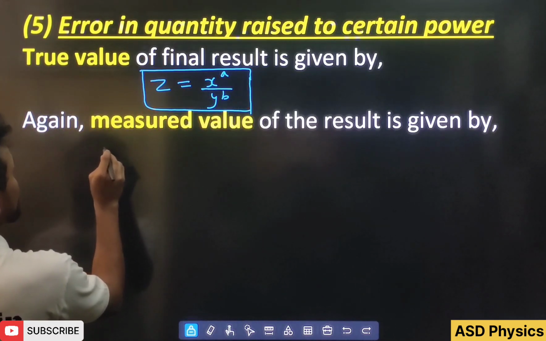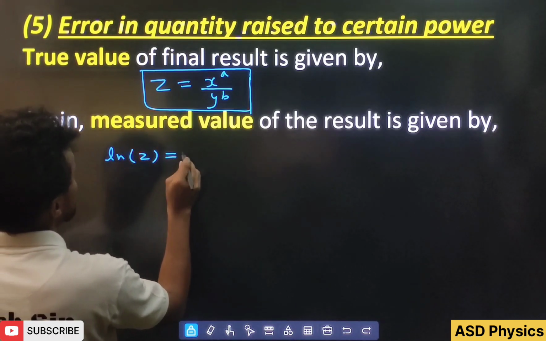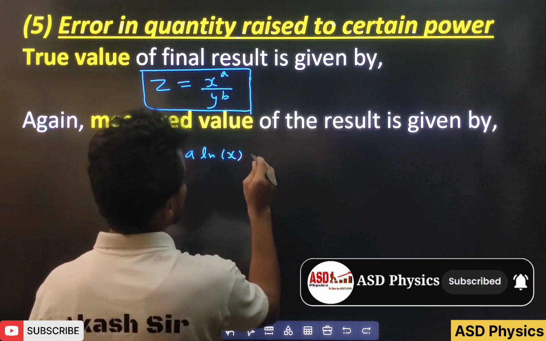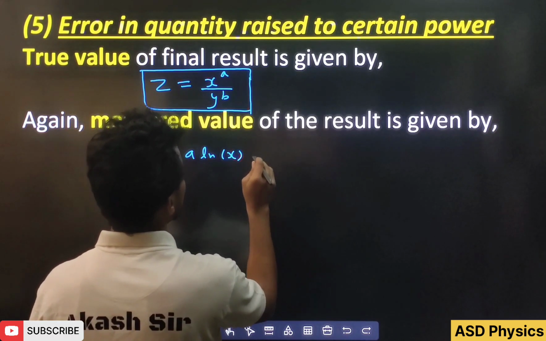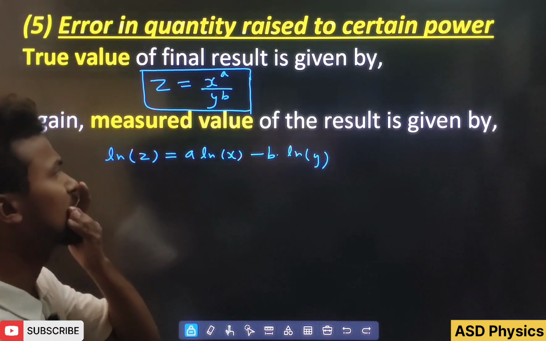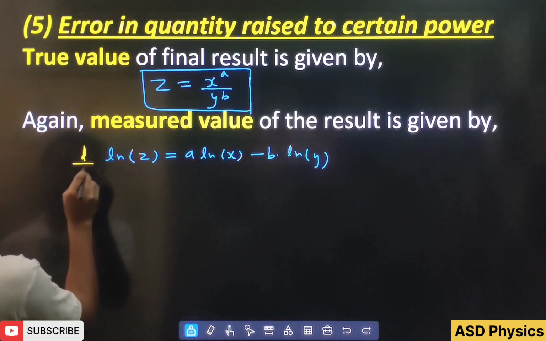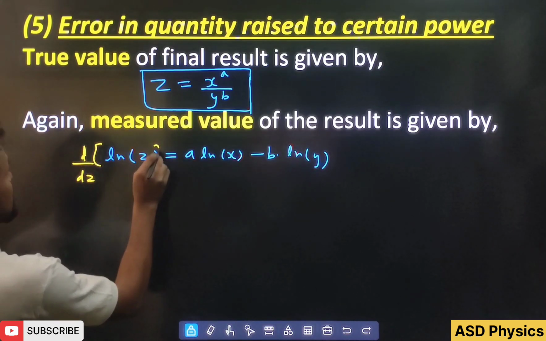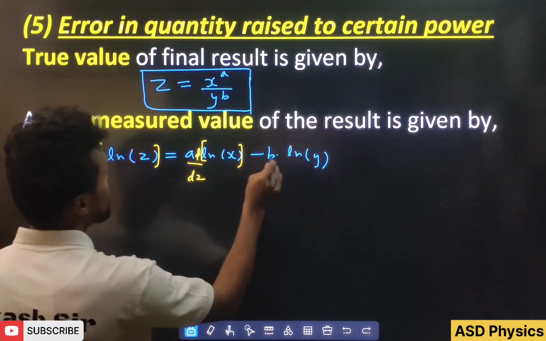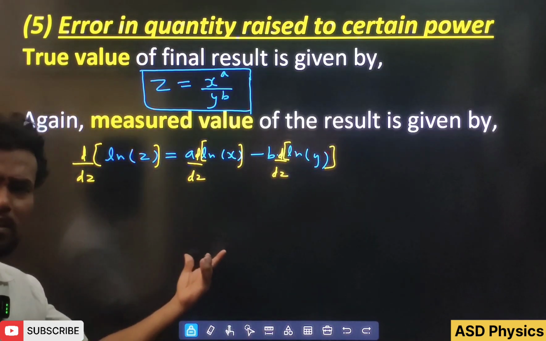So in this situation, if I write the error, again let me take the logarithm. So we can write ln z is equal to a ln x, and you can see it will become minus b ln y. On both sides we are just taking the logarithm, that's it. And now, students, again I will take d by dz. Here a is constant, so d by dz here. Similarly here also, d by dz. I have done d by dz everywhere.